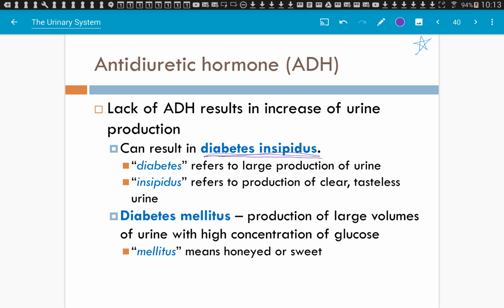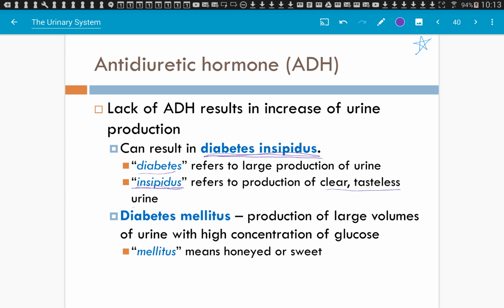Thank you. Okay, diabetes insipidus. First of all, diabetes refers to someone making a lot of urine. Insipidus means that it is clear and tasteless. So this means back before we had easy ways to test urine, if someone was suspected of having diabetes, the doctor would have to smell and taste the urine.